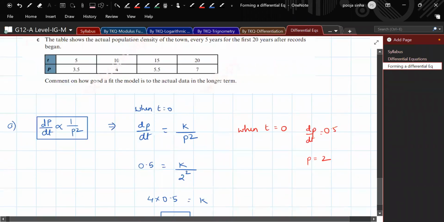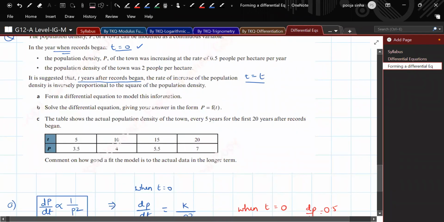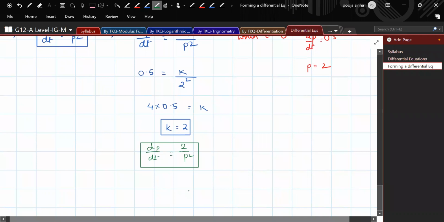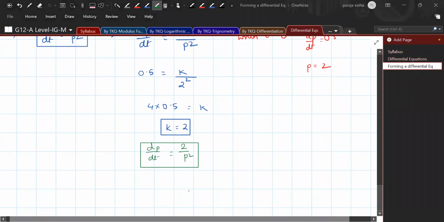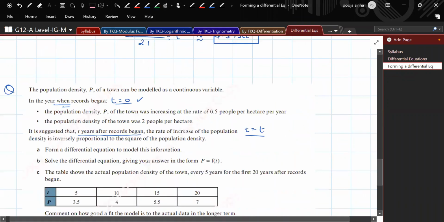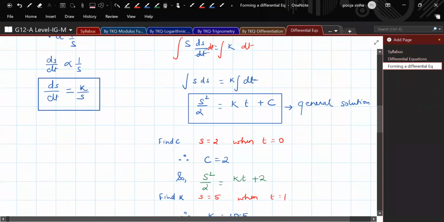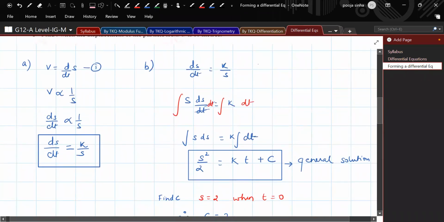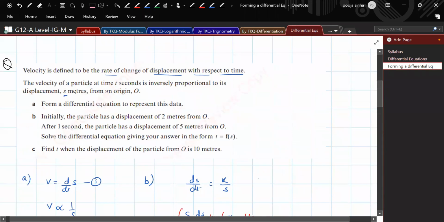ठीक है? Then what does it say? Solve the differential equation giving your answer in the form of P is equal to f(t). Population को सब्जेक्ट बनाना है, ठीक है? The previous question was different, right? Previous question was why different? They hadn't given us the actual numbers. Just have a look. Actual numbers दिए. But we didn't substitute in the first part.